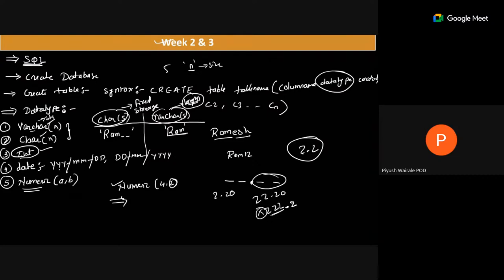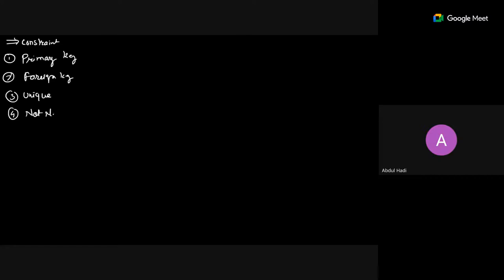Okay, so that's about the data types. Now we have constraints. So what are the different types of constraints? Primary key, foreign key. Yes, primary key. Then we have foreign key, then unique, and then not null. Then default, check. Yes, default we have, and check is there, right? Other constraints are also there, but we are not focusing on them. But the first five are important for the course.